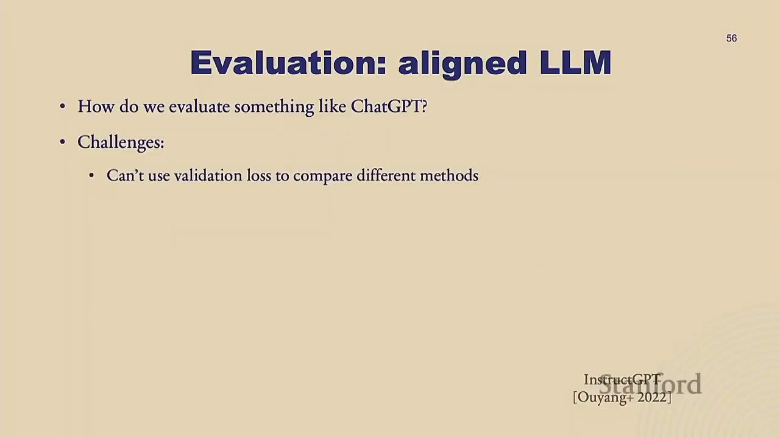One, you can't use validation loss because one method might use PPO, the other one might use DPO. Validation loss is not comparable. Second, you can't use perplexity. That's the thing I told you before. These models are not calibrated. They don't give distributions. They just optimize for one thing. So you can't use perplexity for actually evaluating these type of models once they're aligned.